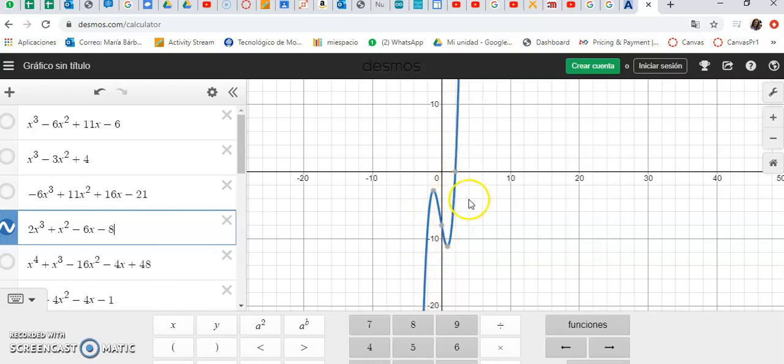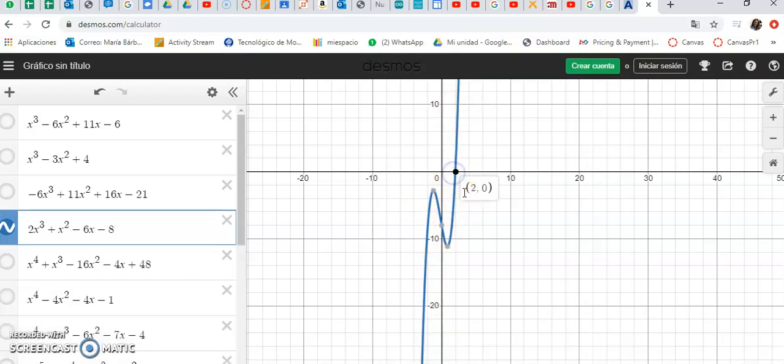But you're going to say, teacher, but we just have one root here. But no, yes, indeed, this is one root. But we cannot see the other 2 roots because the other 2 roots are complex number roots.